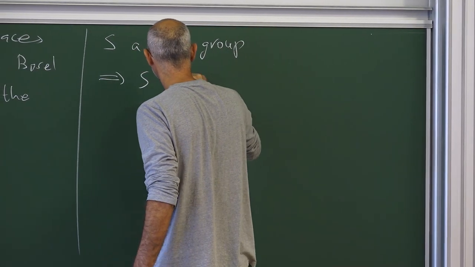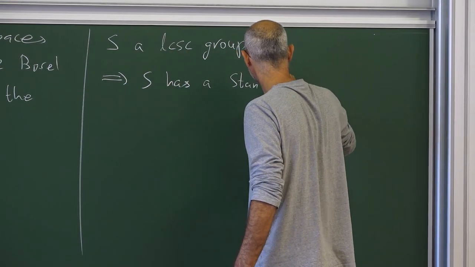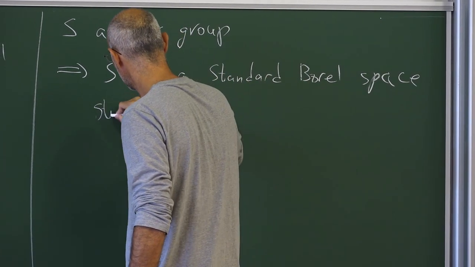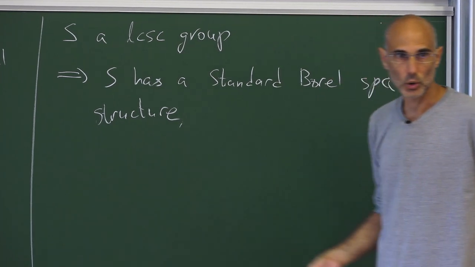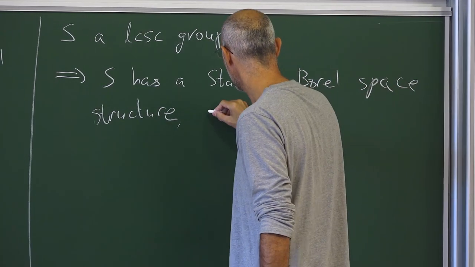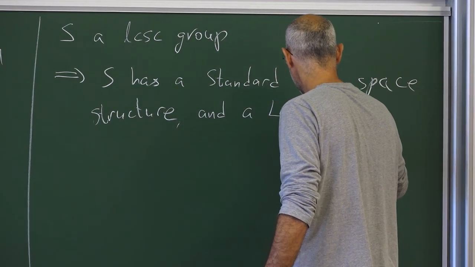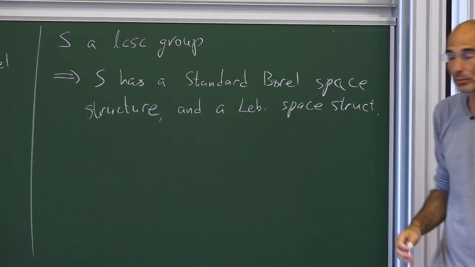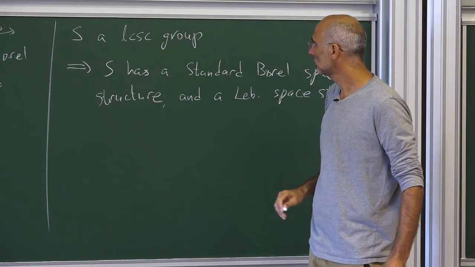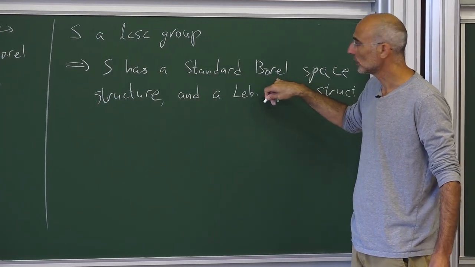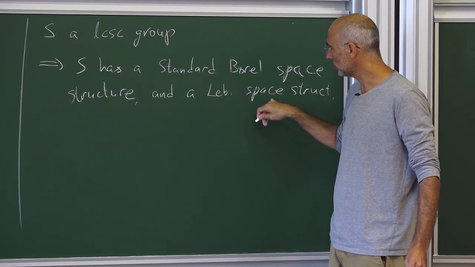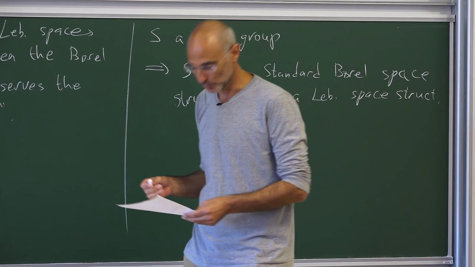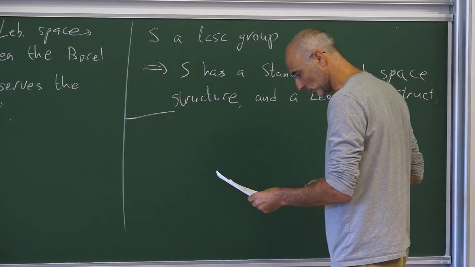Then S has a standard Borel space structure. That actually holds for any Polish group. And a Lebesgue space structure, because it has the Haar measure. In fact, such groups, maybe you can think of them as group objects in the category of Borel spaces, but you should notice that in the category of Lebesgue spaces there are no group objects. So there is no meaning for having an identity, for example. Points are not visible. Nevertheless, I can talk about actions, and this is what I'll do.